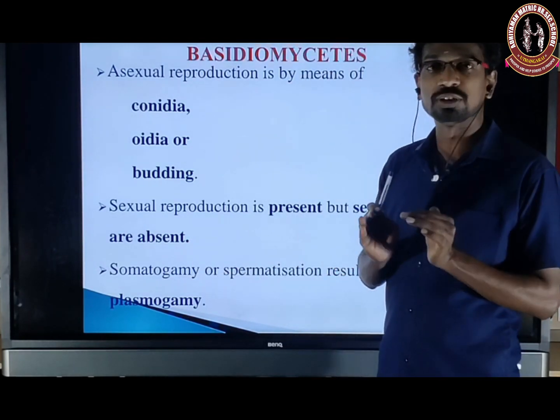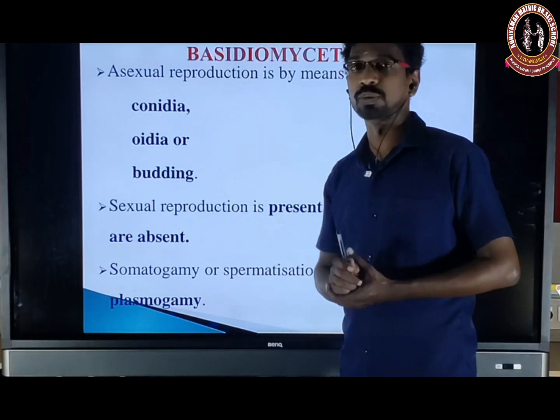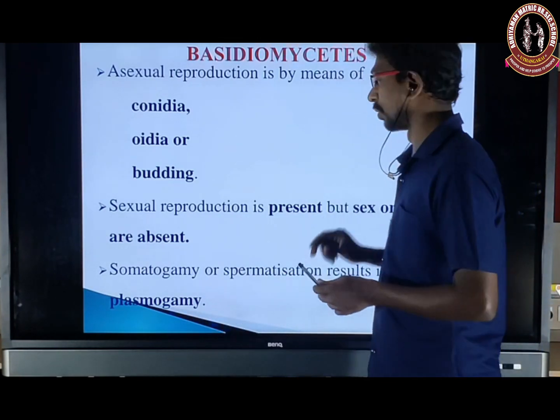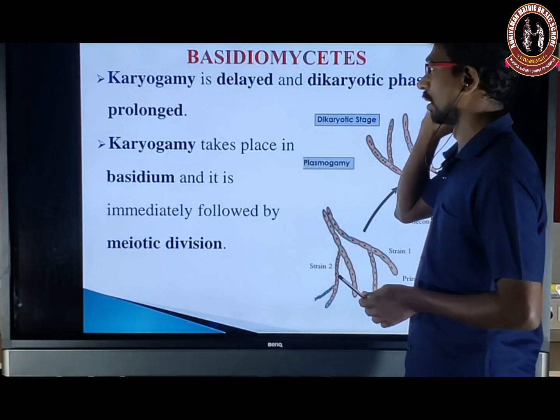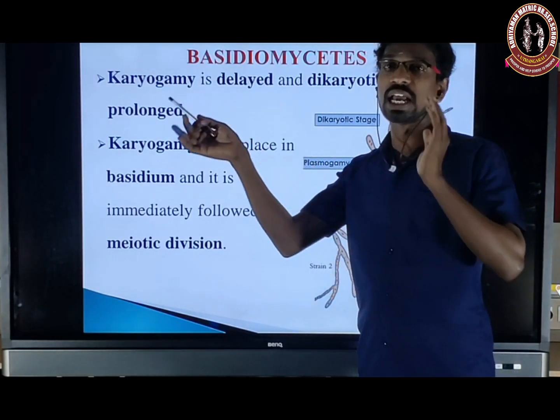Somatogamy, that is fusion, plasmogamy. Somatogamy or spermatization results in plasmogamy. Karyogamy is delayed and the dikaryotic phase is prolonged, like in ascomycetes.